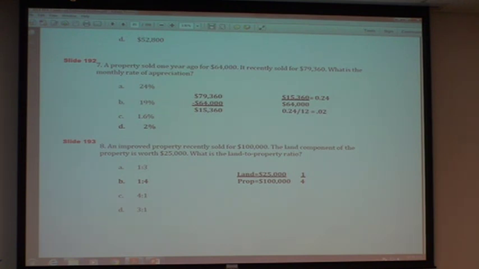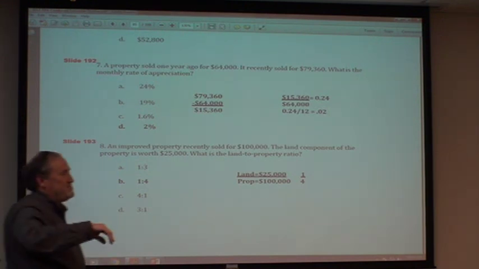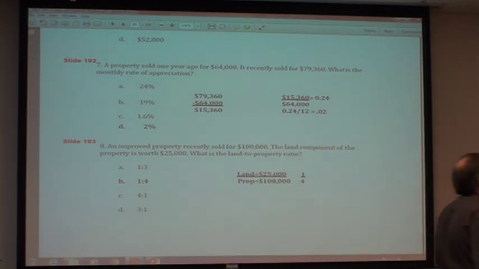Look at question number 9. Why don't you work it before we go to it, okay? It's the same problem, worded a little differently, okay?